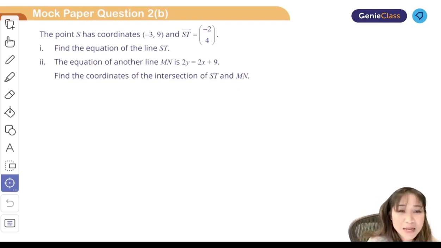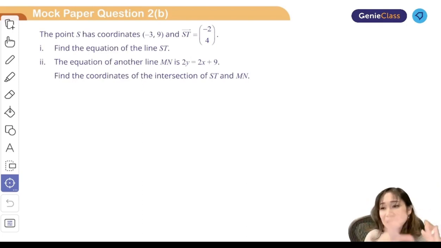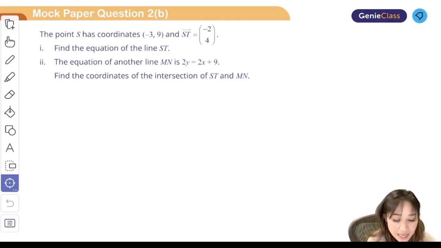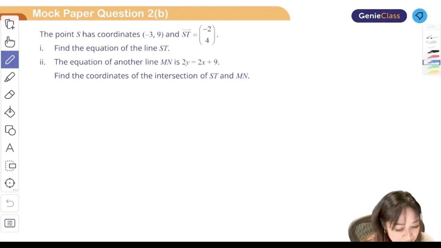Part B. Okay, so that was part A. Now part B. So the point S has coordinates (negative 3, 9), and column vector ST is equal to (negative 2, 4). Hi Pranav, are there multiplication for vectors? There is multiplication, but it's not like matrix multiplication. It's scalar multiplication. Okay, which you will see later on in the paper as well. Okay, yeah. So point S has coordinates this, and column vector ST is that. Okay, so find the equation of the line ST.